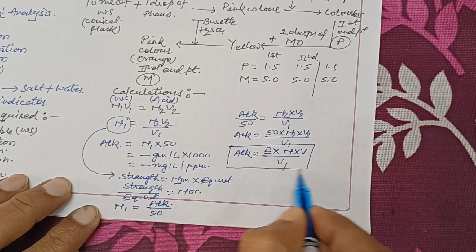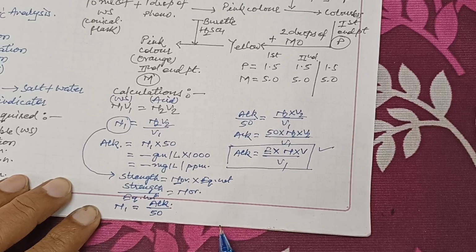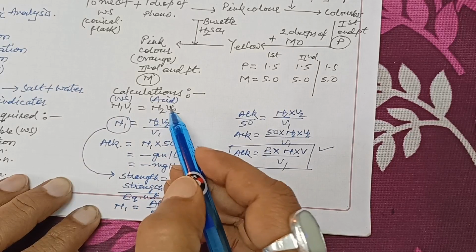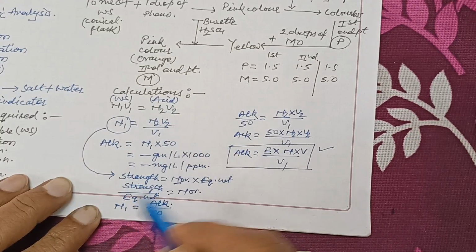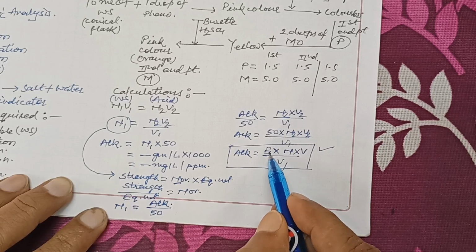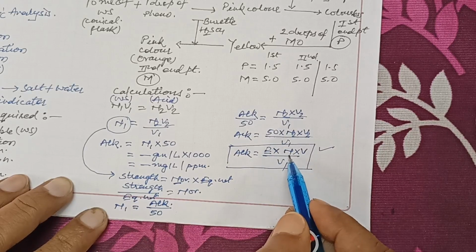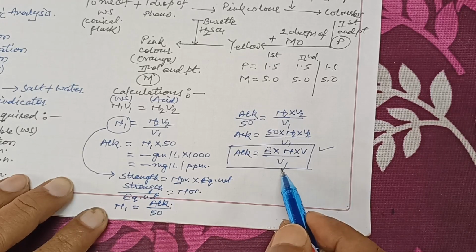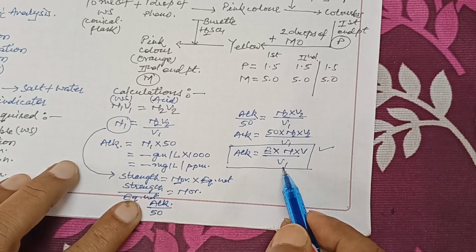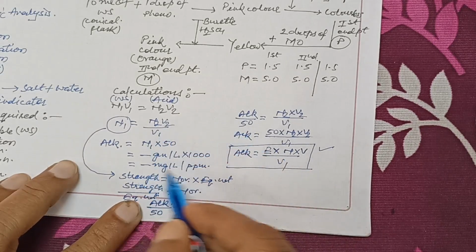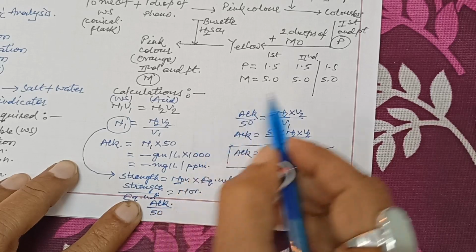You may directly use this formula, which is simpler and less time-consuming compared to the whole previous step. Here E is the equivalent weight of calcium carbonate, that means 50. N is the normality of the acid solution, V is the volume of the acid solution, and V1 is the volume of the water sample. This is the way to calculate the alkalinity content.